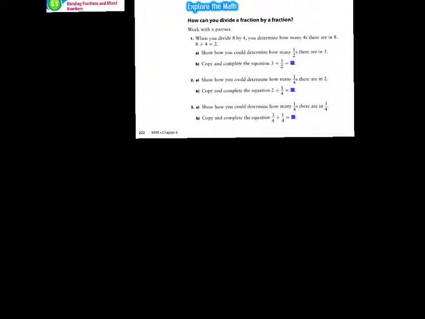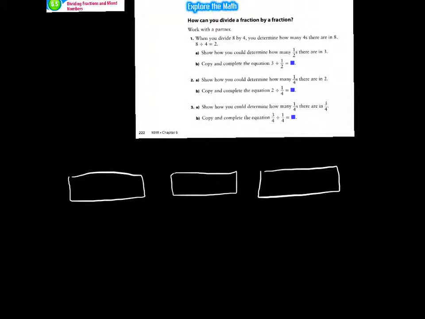Here's how I would approach that. We'll see how you did last night when you tried this. If you want to find out how many halves there are in 3 wholes, you better draw 3 wholes. I'll use rectangles. There's 1 whole, 2 wholes, 3 wholes. I want to know how many halves there are. I don't have any halves right now, so I need to take those wholes and create halves, and I can do that by simply cutting them in half.